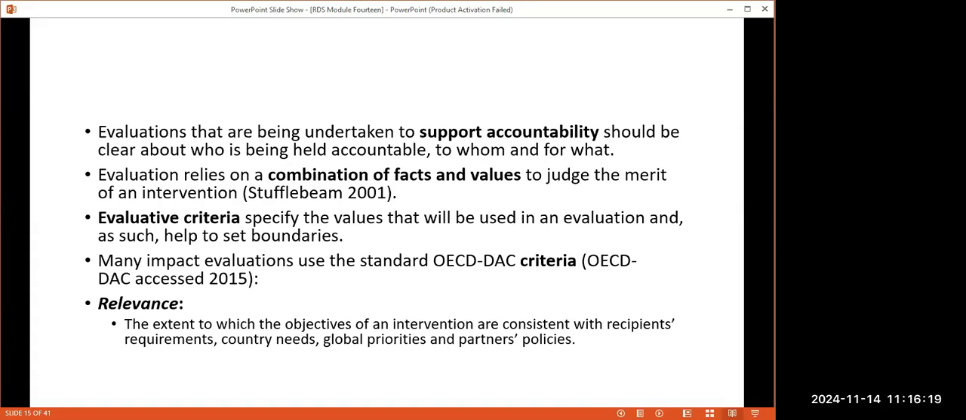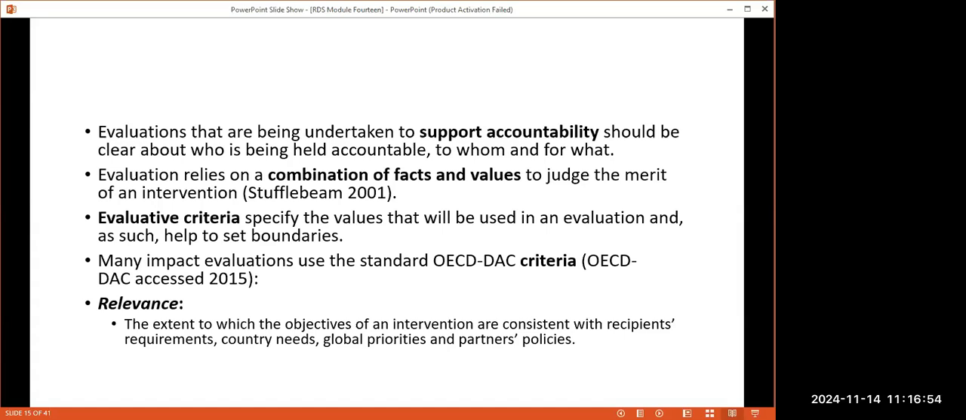So these criteria, as they are called, can be considered in total or separately, depending on the needs of the project, to inform the objective of the evaluation process.